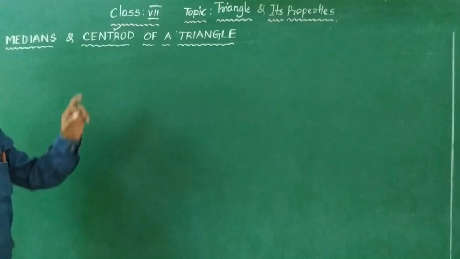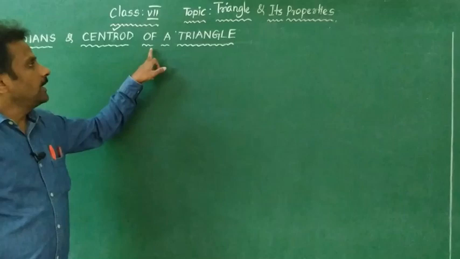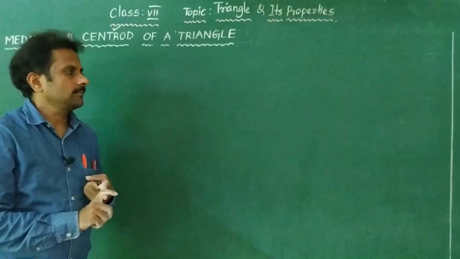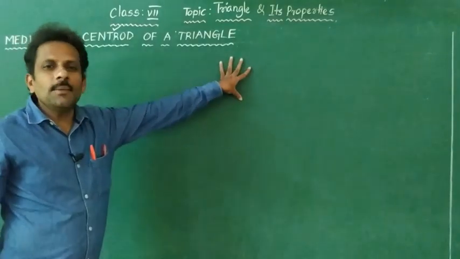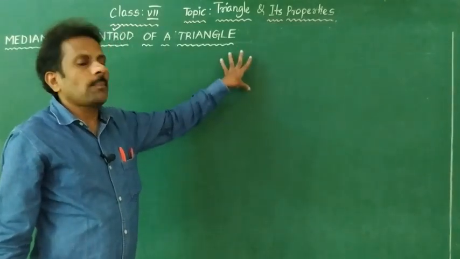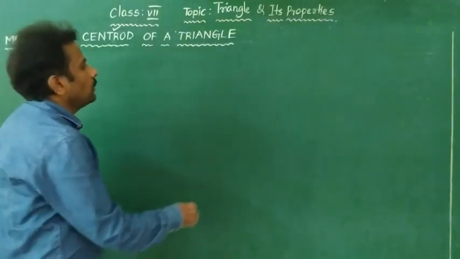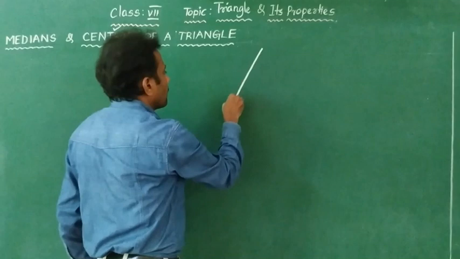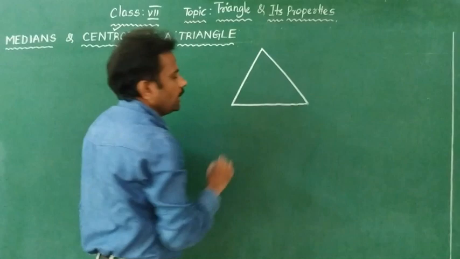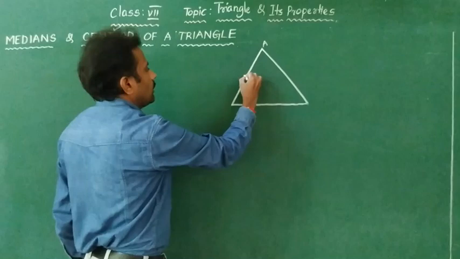Okay children, we have seen what is median and what is a centroid. Then you will have a doubt whether in every type of triangle all the three medians are concurrent or not. Okay. So let us take some types of triangles, say equilateral triangle and isosceles triangle. What are the properties of centroid and medians? Let us check now. If you take an equilateral triangle, what is called an equilateral triangle? A triangle with three equal sides, in which all the three sides are equal. So this is an equilateral triangle.